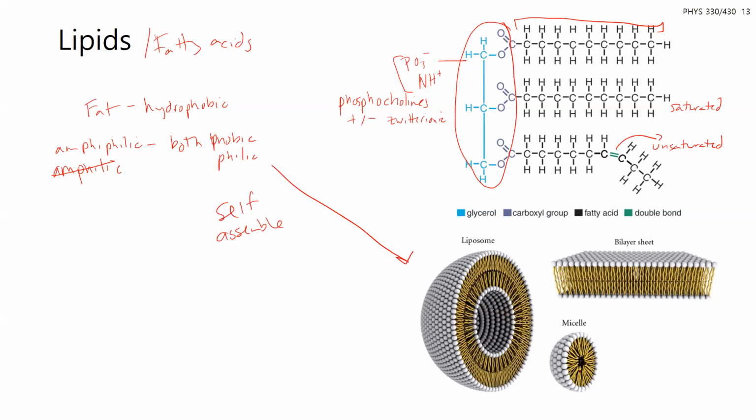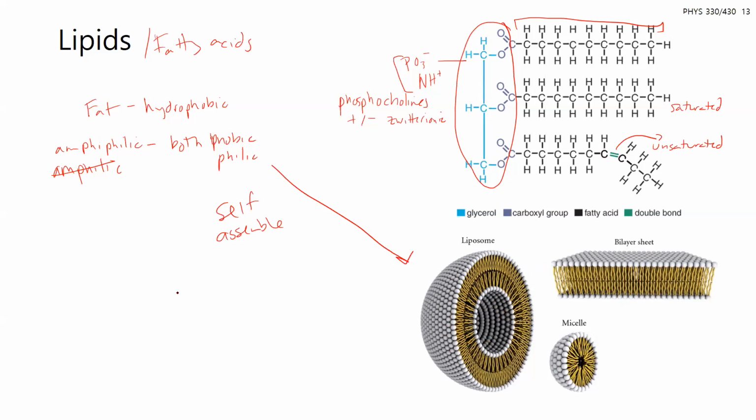A simple sphere with one layer would be a micelle. We've talked about the bilayer sheet that is sometimes used as a model of the membrane, a very simple model that doesn't have all those proteins. Or it can self-assemble into a spherical shape with the phospholipid bilayer as well, and we call those liposomes.